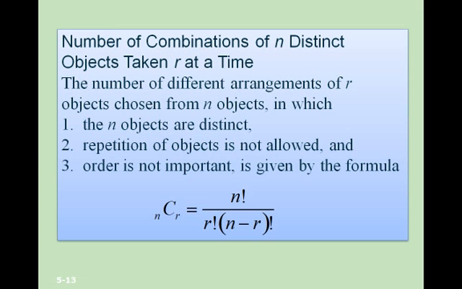So our number of combinations of n distinct objects taken r at a time says the number of different arrangements of r objects chosen from n objects, in which number 1, the n objects are distinct, 2, repetition of objects is not allowed, and 3, order is not important. And again, that's the key for combinations, that order doesn't matter. It's given by this formula. nCr is equal to n factorial divided by the quantity r factorial times n minus r factorial.